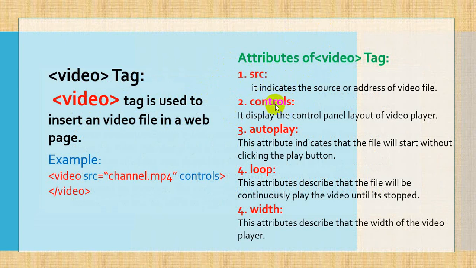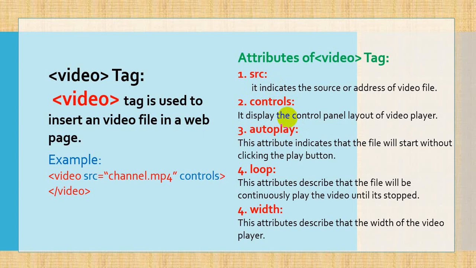Then we have to display controls, so I will use this attribute. In our question it is saying that your video file should automatically play, so I will use the autoplay attribute of the video tag. Okay, so these three attributes are required in our question's first section.